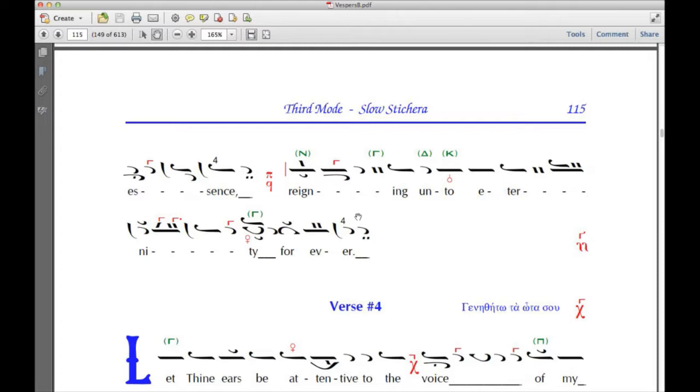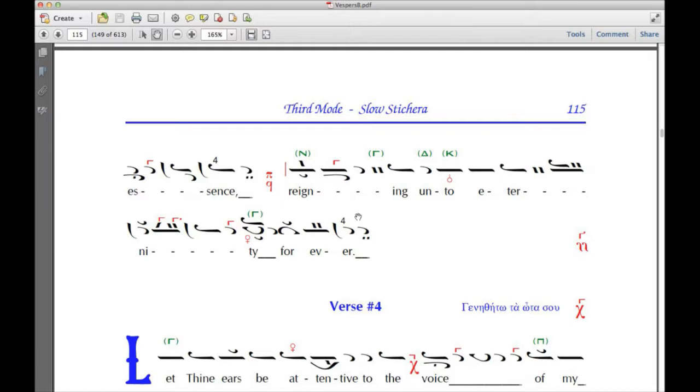Reigning unto eternity forever. Is there a reason why you need it there? It's not doing anything for you. No, there's no zo after that. Yeah, that's true. D forever.